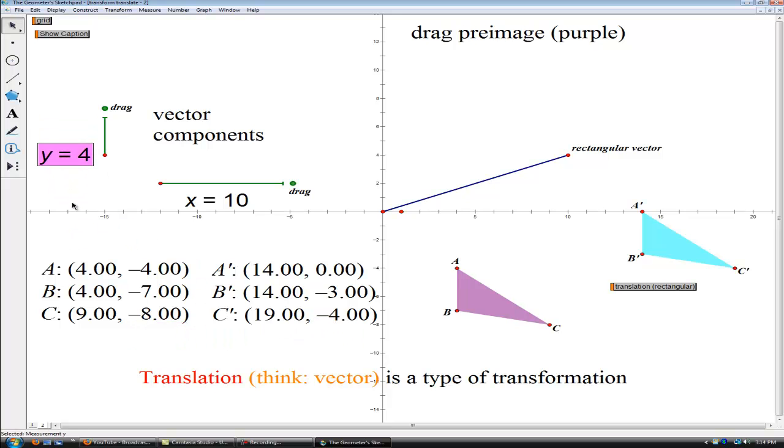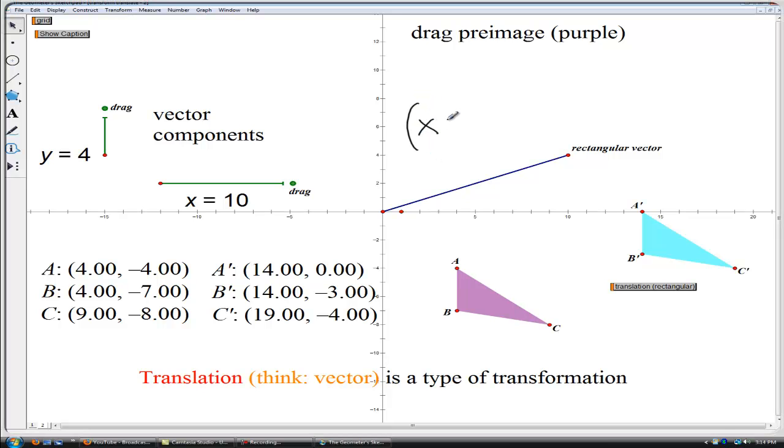And this leads us to another way that this notation can be written. This vector could also be written in parentheses as x, and this is a positive component, so that would be plus 10, and then y, this is a positive 4 component, so this would be plus 4. And you'll probably see that in your textbook sometimes when they're explaining what the components are for a rectangular vector which leads to a translation.